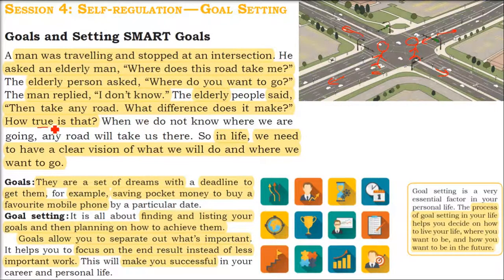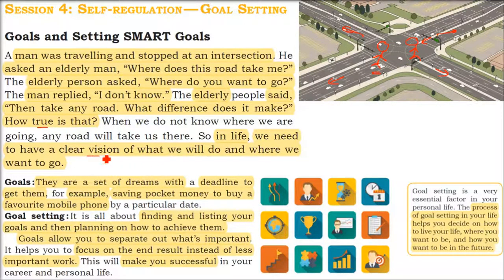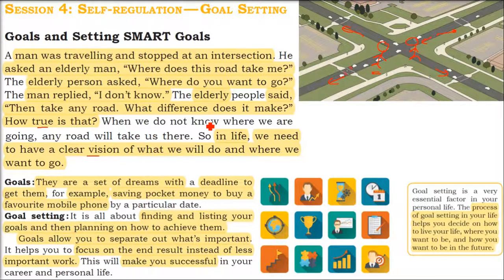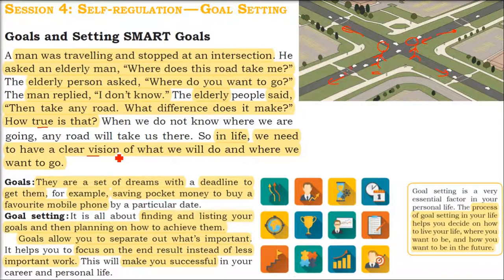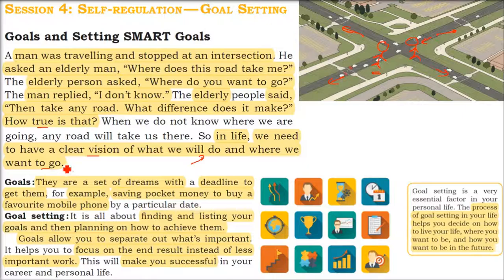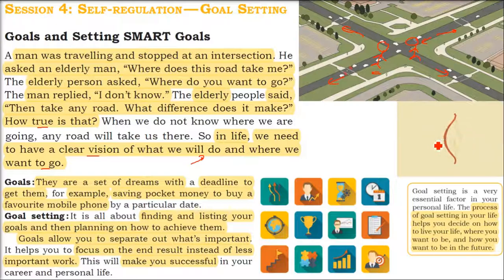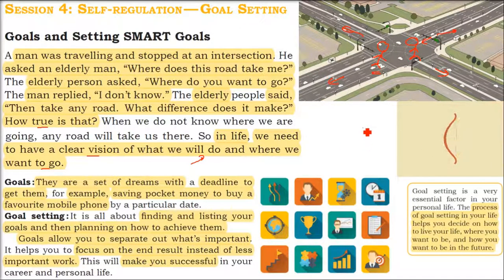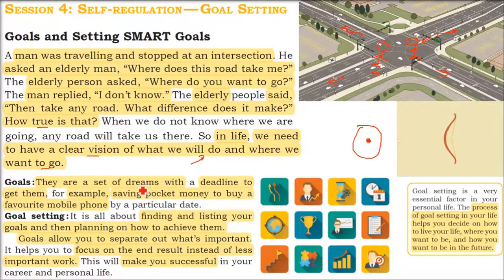So how true is that? When you don't know the road you want to go, you can go anywhere. So if you don't have a clear vision in your life, what you're going to achieve, what you want to be in your life, what you want to gain, how you want success, you won't get it. You have to have a target, and that target should be a 10-pointer.